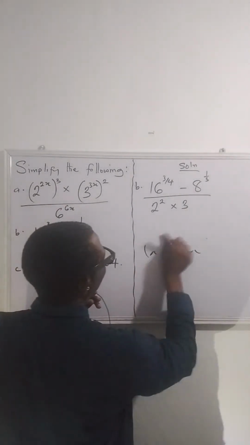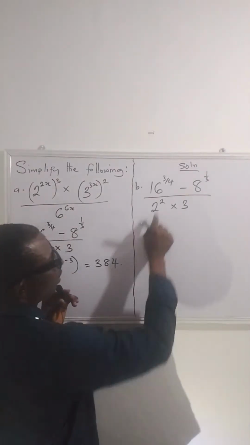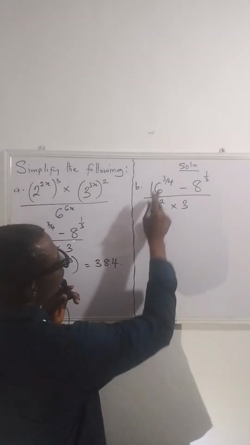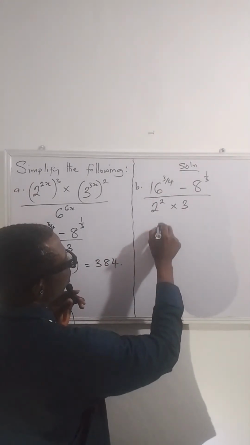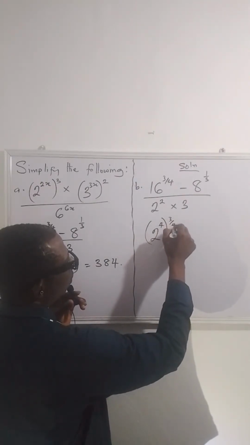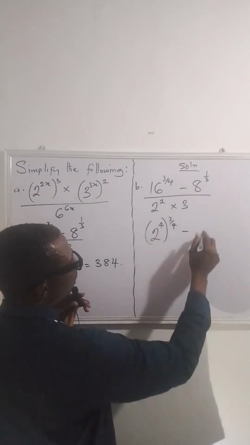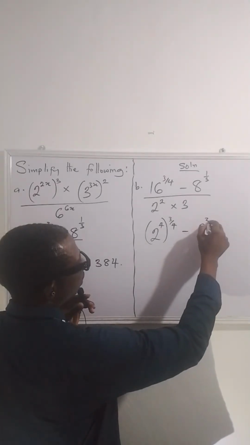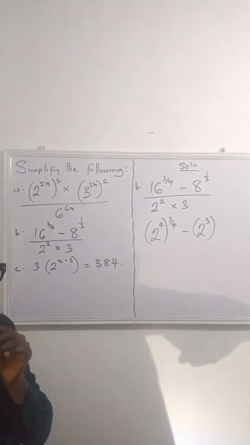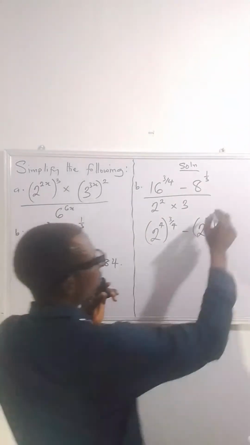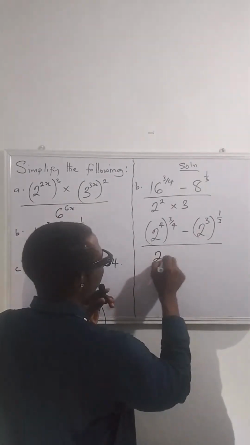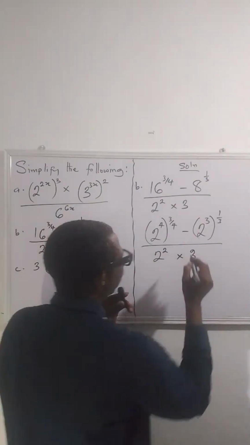Before I apply this law, let me express this 16 in index form. 16 is the same thing as 2 raised to the power of 4, to the power of 3 over 4. Minus 8 is the same thing as 2 raised to the power of 3. You know why? Because 2 times 2 times 2 in 3 places gives you 8. So you have 1 over 3, everything all over 2 raised to the power of 2 times 3.